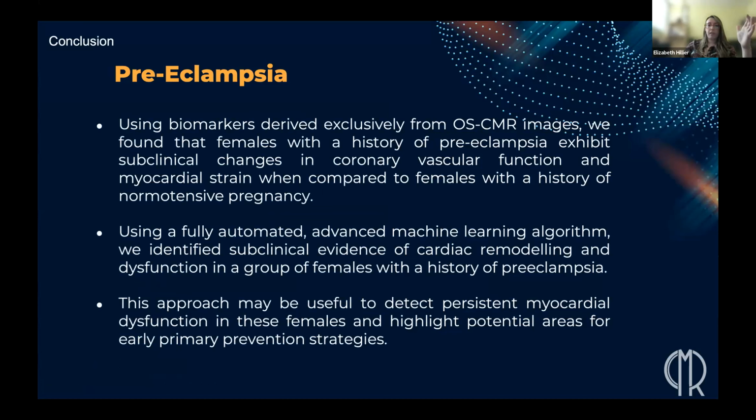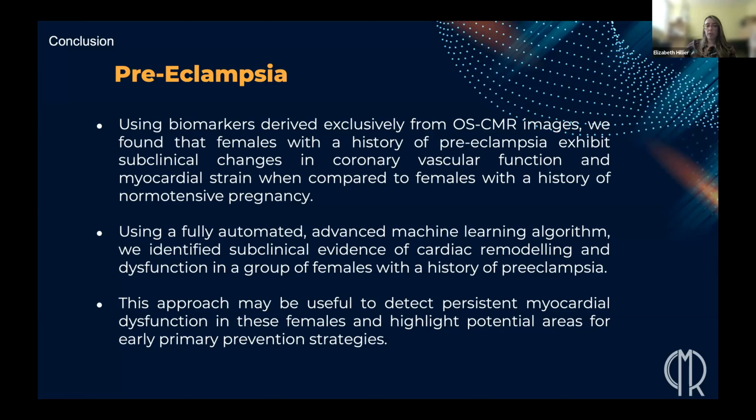So just to summarize briefly, when we use biomarkers derived exclusively from OS, we are able to see subclinical changes in coronary vascular function, notably that midventricular BMOR, as well as the radial heterogeneity that we've identified. When we use a fully automated advanced machine learning algorithm, we were able to identify subclinical evidence of cardiac remodeling and accurately differentiate between these two groups.